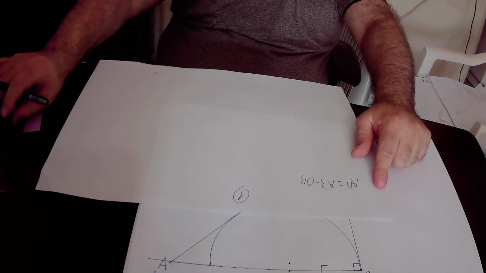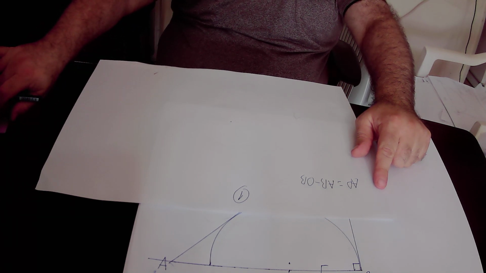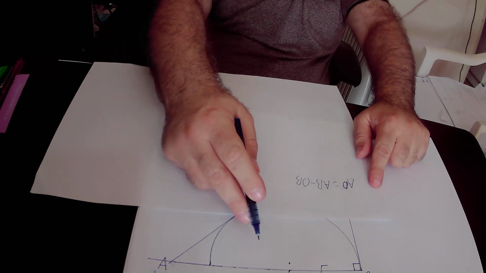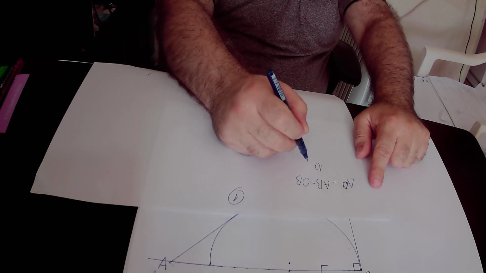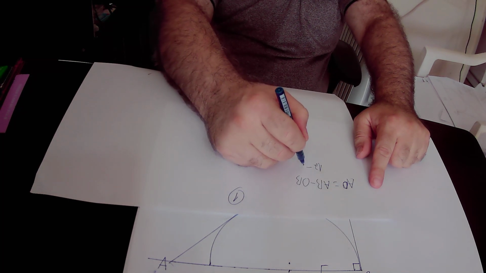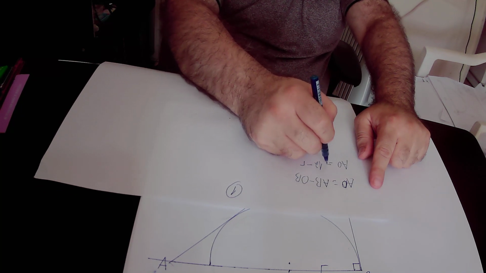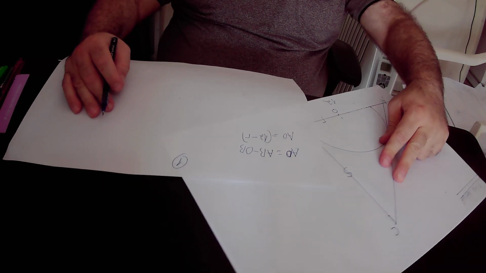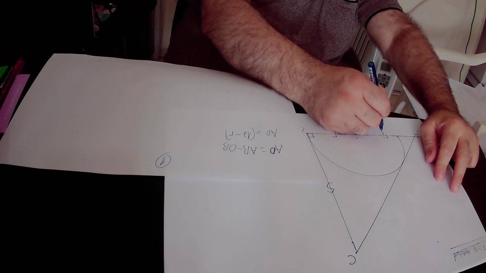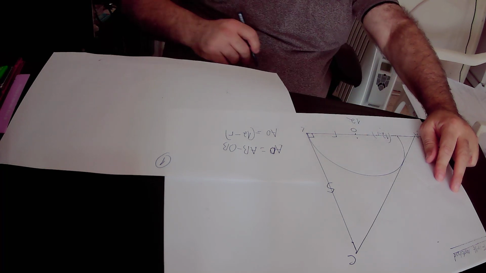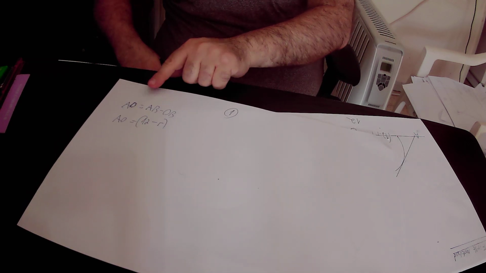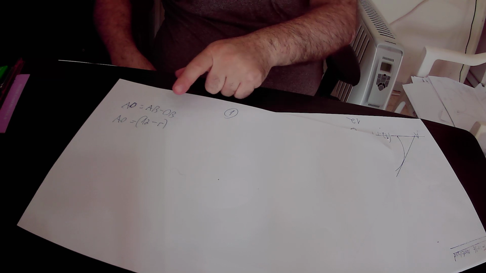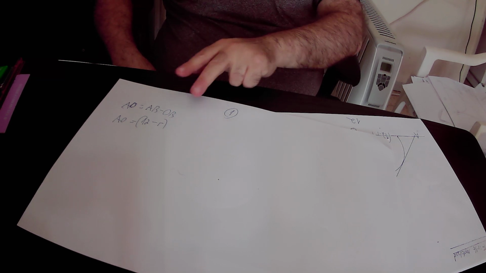But we know that AB equals 12 units. It is given in the question. And OB is R, the radius of the semicircle. So AO equals 12 minus R. I'll repeat again. AO equals AB minus OB. AB is 12 units and OB is R, so AO equals 12 minus R.